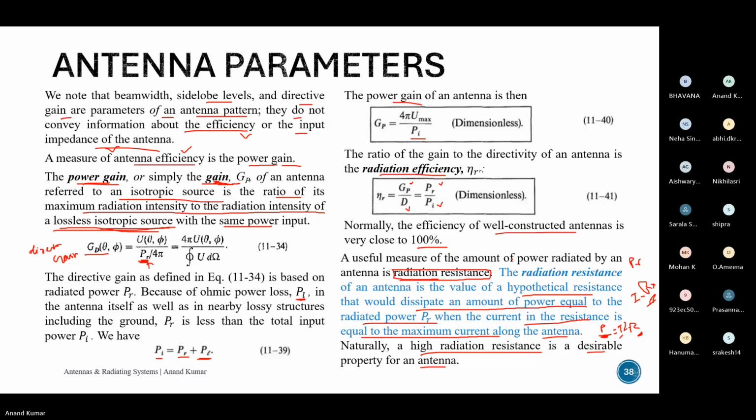Okay. So this was pretty straightforward. We had a directive gain, which had a radiated power. We replaced the radiated power with the incident power, which gave us the power gain, and then we took the ratio of the power gain and the directivity and got the value for efficiency. And we looked at a fictitious term called radiation resistance.